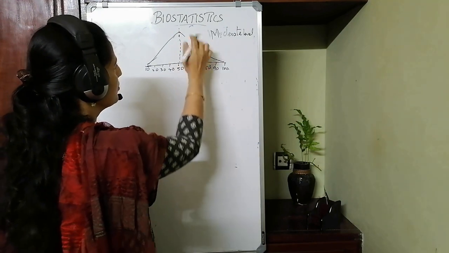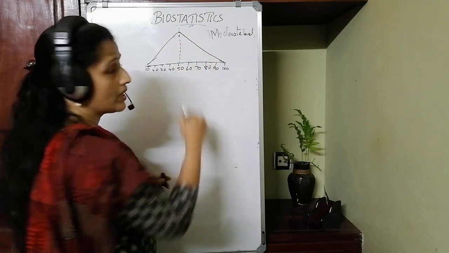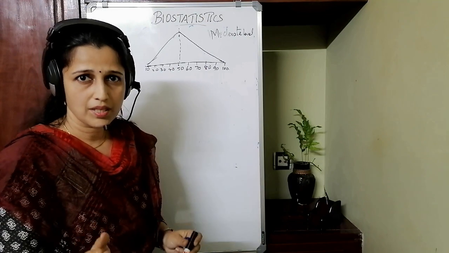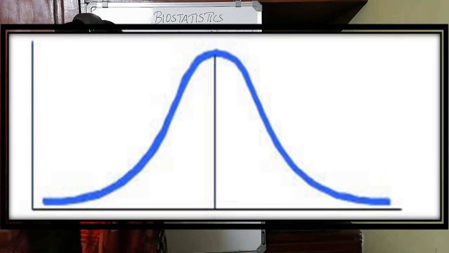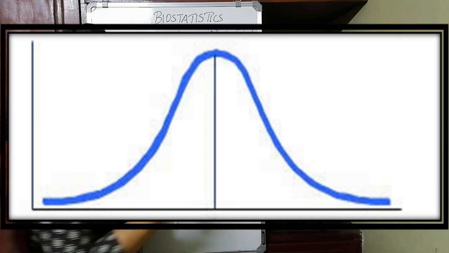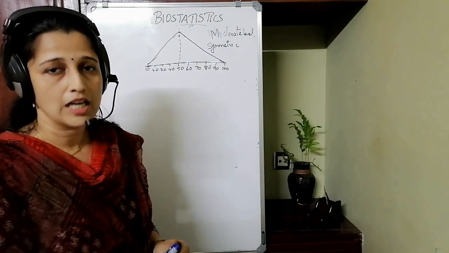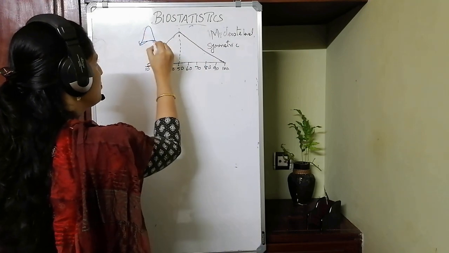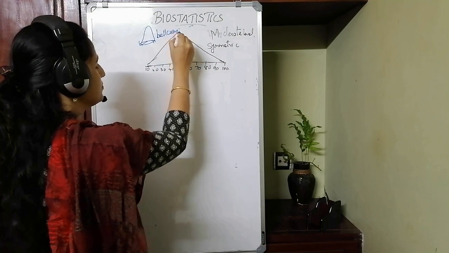That is, the graph will be symmetrical on either side of the central value. This is known as a symmetric distribution. So that means the distribution of data is the same on either side of the central value. And in a symmetric distribution, this curve has the shape of a bell, so it is also called a bell curve.